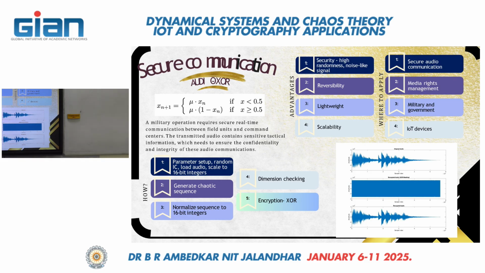First, for sure we need to set up, and in this audio we use 16-bit, because 16-bit is the suitable bit depth for the audio. Then we generate the chaotic sequence, and then we normalize the sequence, and then we have to check the dimension, and then we can use our XOR encryption method. So this is very simple. You can just generate for any audio. For this one I just took any audio from YouTube.